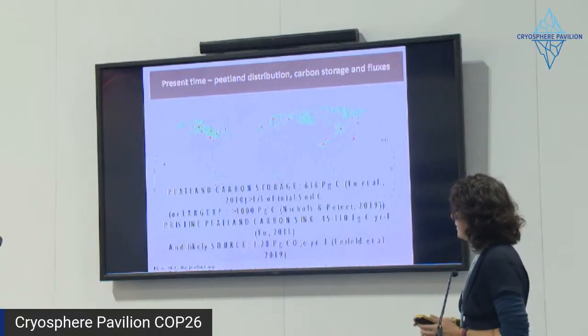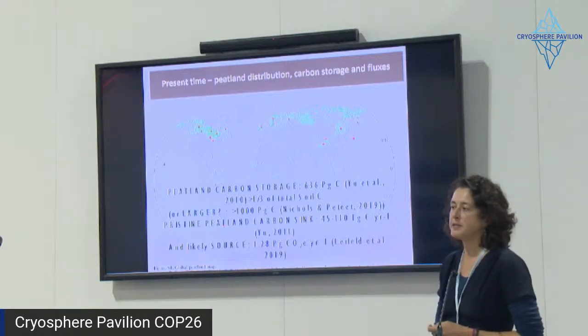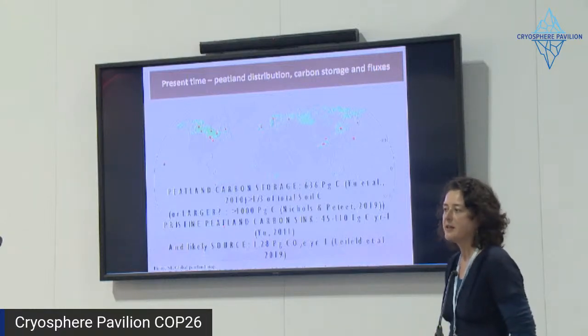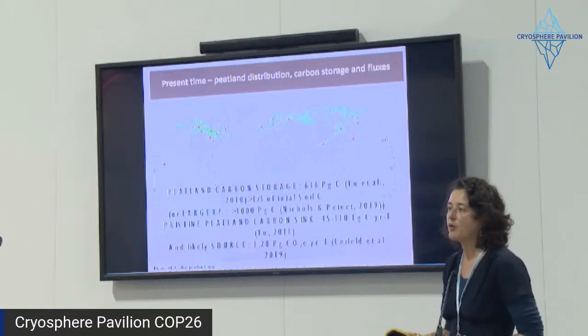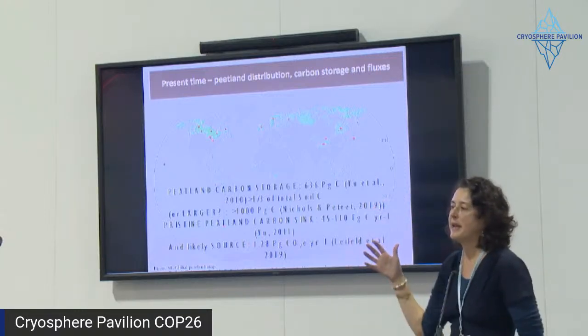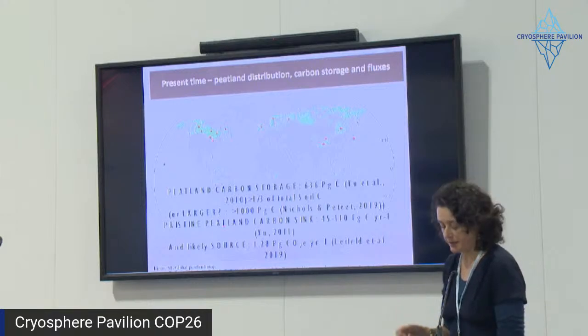And they are already likely a source overall in the whole world due to degradation of mainly some northern peatlands in Europe especially, and in the tropics. So from a small sink that has been accumulated over millennia, they've now become a small source due to anthropogenic impacts mainly.